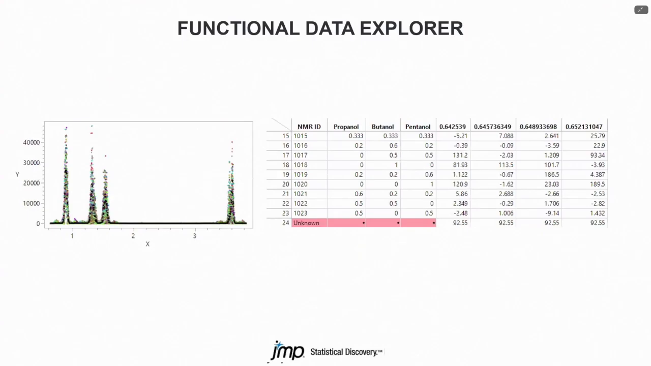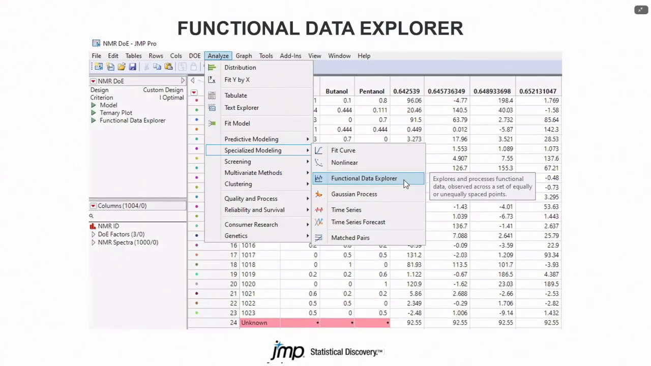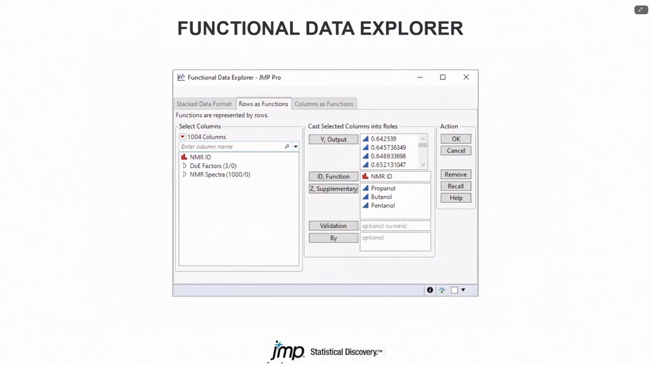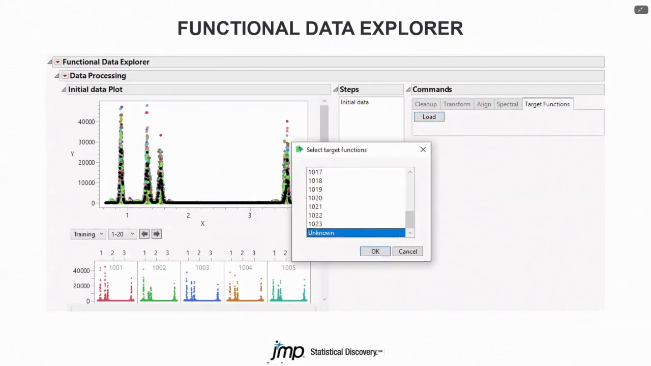Okay, so this example is not terribly important, but what I wanted to mention is that we have an unknown row in our data table. This is a row where we don't know the percentage of propanol, butanol, and pentanol, and we want to figure out what function we observed in our data set that's most similar to this unknown function. We can do that by loading it into the Functional Data Explorer. Every row in our data set is a function, and we're using this rows as functions format. We want to load that unknown function as what we call our target function. We do that using the load target function command, and we pick that unknown as our target function.